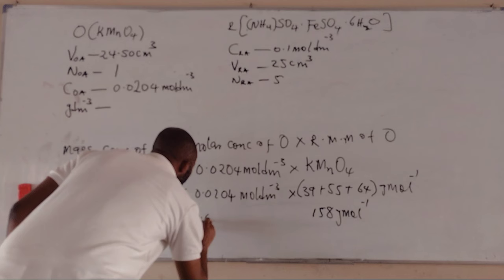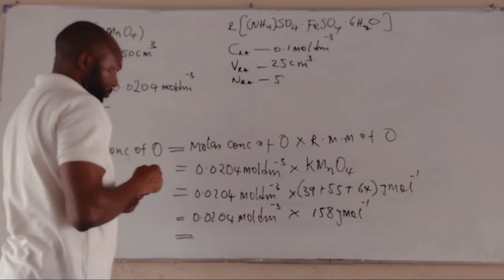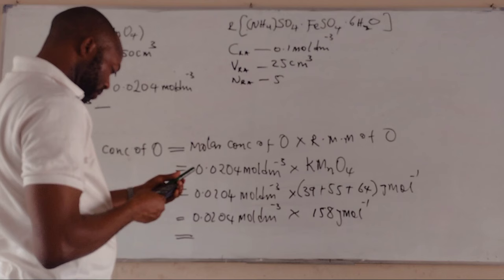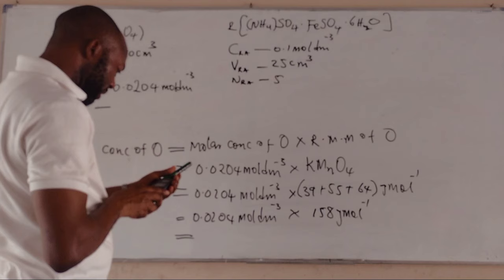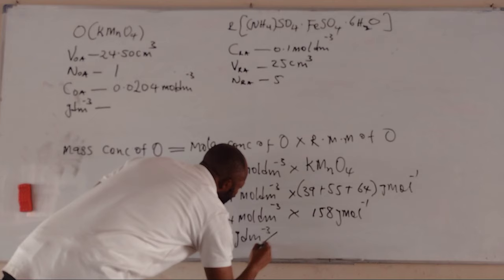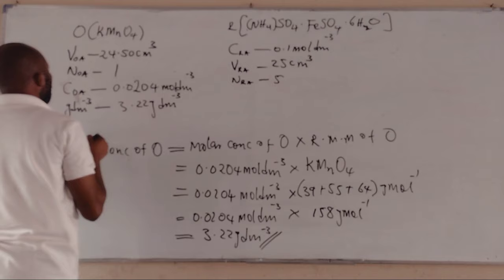So 0.0204 mole per dm cube. And this is equals to 158 times 0.0204, which is 3.22 g/dm cube. Okay, now I come here, I have 3.22 g/dm cube of the oxidizing agent.